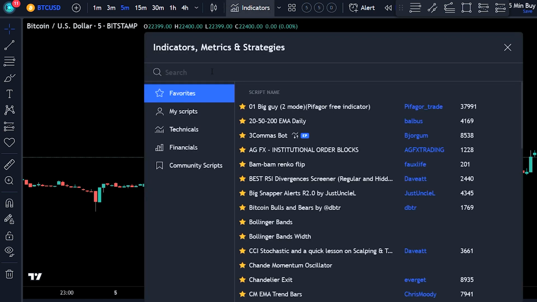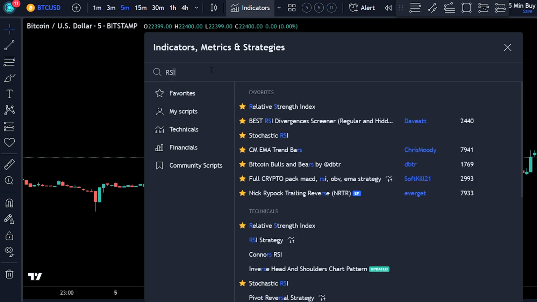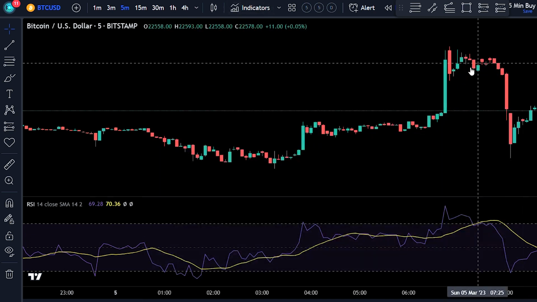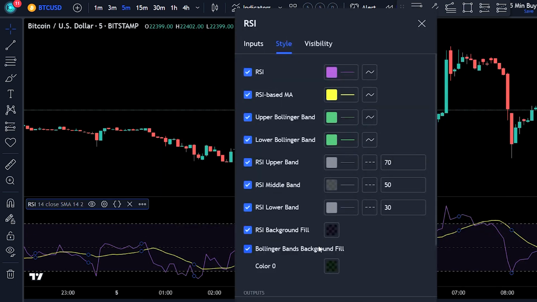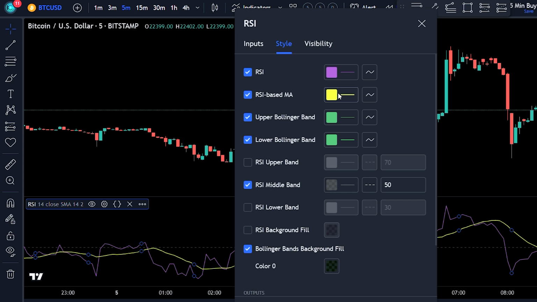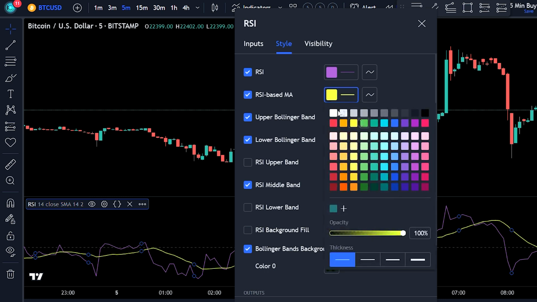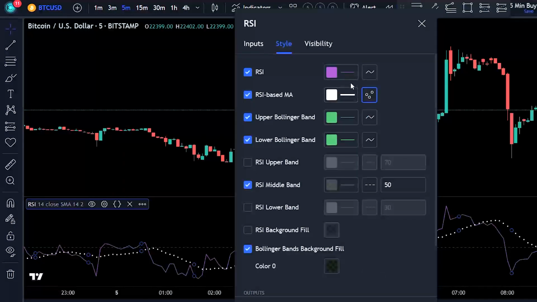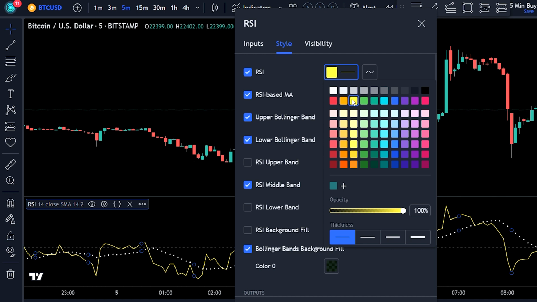So first, let's click on the indicators tab and search for the first indicator, which is RSI or Relative Strength Index. Now we need to make some minor adjustments to this indicator. So let's double click on it. And in the style section, let's get rid of the RSI upper and lower bands. Also, let's untick the RSI background fill. Next, we're going to change the color of the RSI-based MA from yellow to white. And we're going to change it from line to circles. And finally, let's make the RSI line a bit more visible.